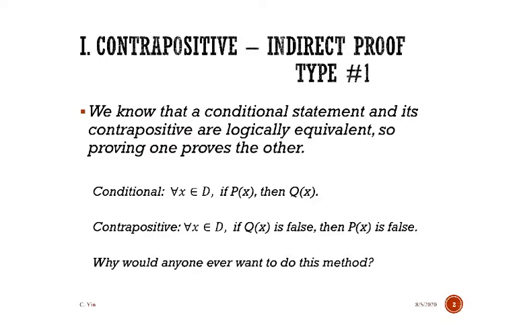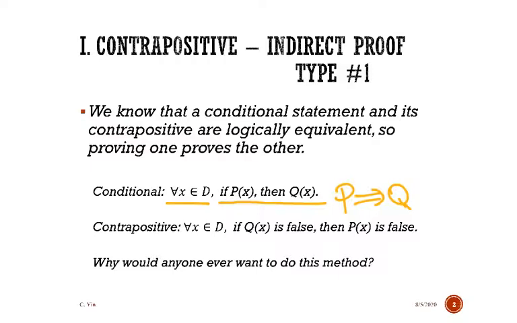So first we say the contrapositive. We talked about back in chapter 1 that if you have a conditional statement, it and its contrapositive are logically equivalent. So if one is true, the other is true. If one is false, the other is false. Back in chapter 1 we talked about the conditional statement that says for all x that's in your domain, if P, then Q. Or another way we would write this is that P implies Q.